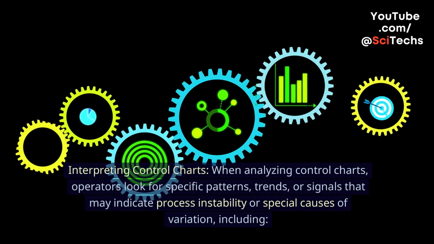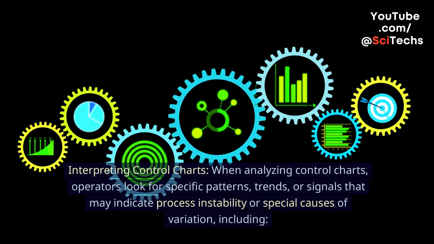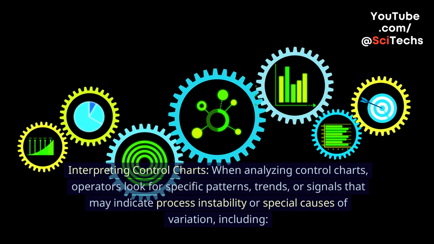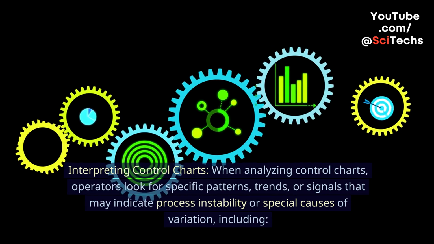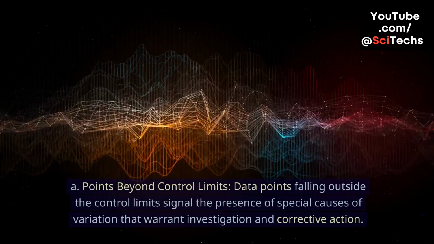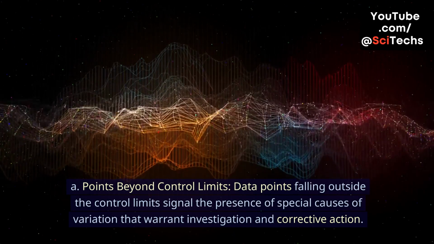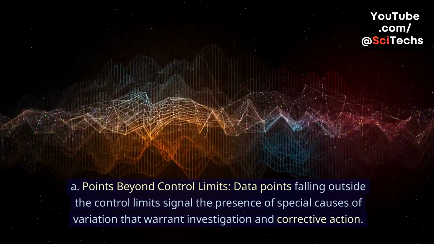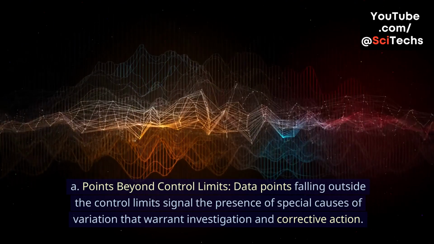1. Interpreting control charts. When analyzing control charts, operators look for specific patterns, trends, or signals that may indicate process instability or special causes of variation, including a. Points beyond control limits. Data points falling outside the control limits signal the presence of special causes of variation that warrant investigation and corrective action.